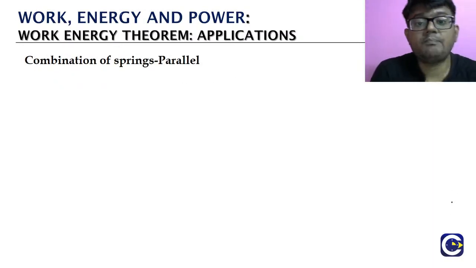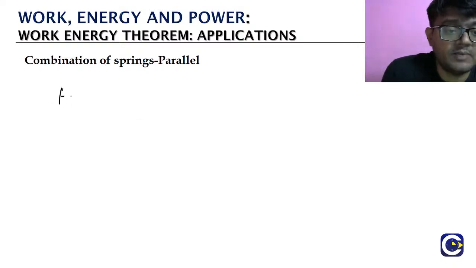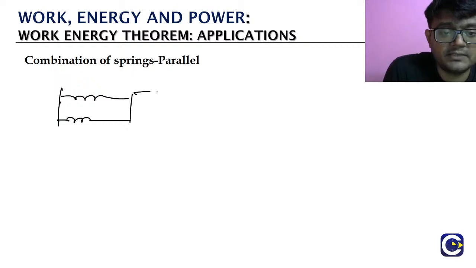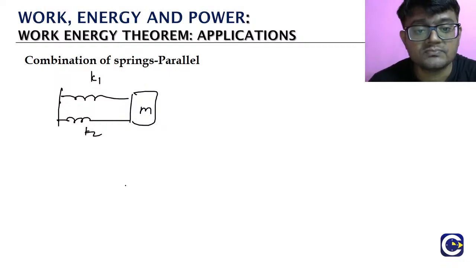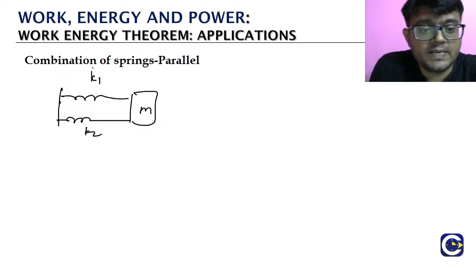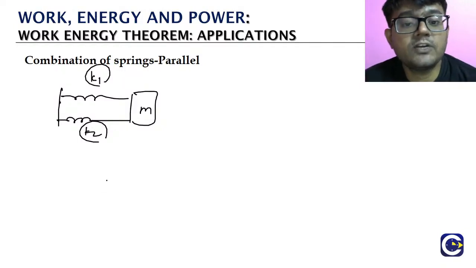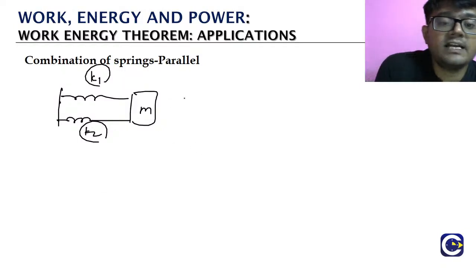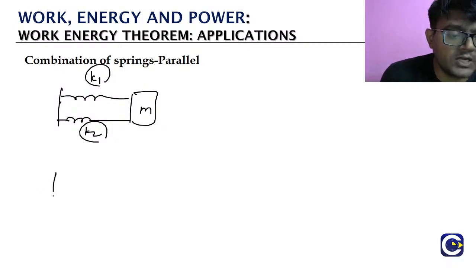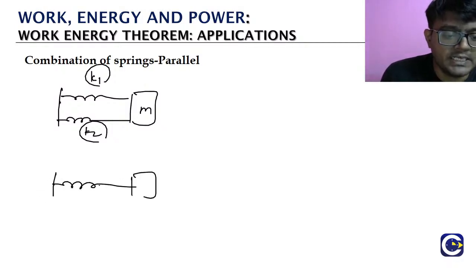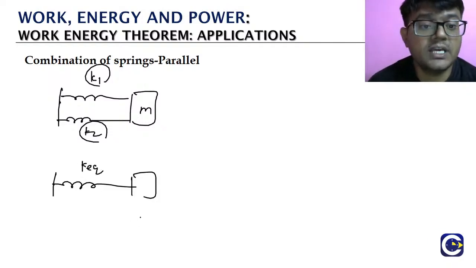Other than that, we can have a parallel combination of springs. Parallel means we connect them literally in parallel. There is a spring k1 and a spring k2. What do we need to find? We need to find the effective spring constant. If we replace these two with a single spring, that is what we call the equivalent spring or the effective spring.